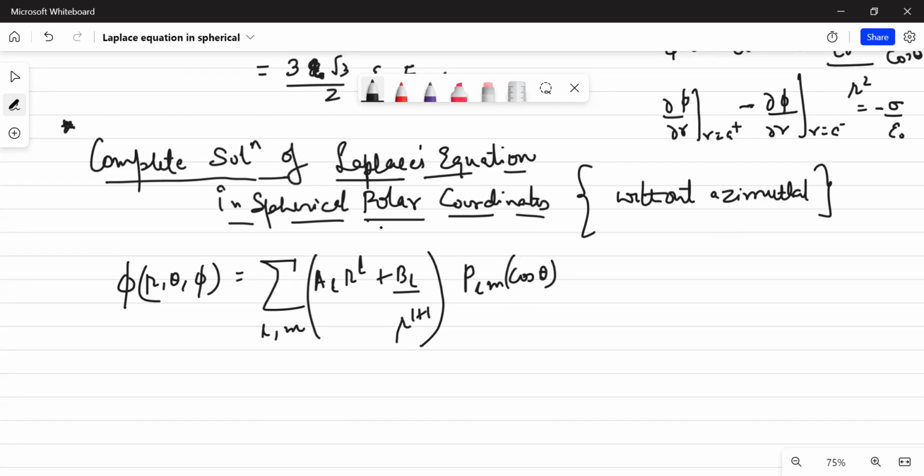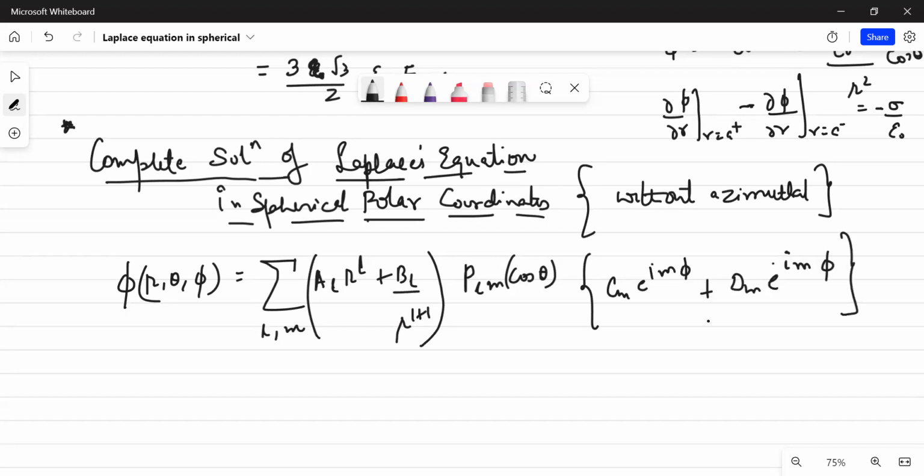So if you are writing an expression for the entire thing, meaning you are not considering the azimuthal symmetry, if you are not considering that the problem is symmetric with respect to the phi axis, then this term will come. And additionally, you will have a term like C_m e^(i m phi) plus D_m e^(-i m phi). So this is how you're going to write the solution.